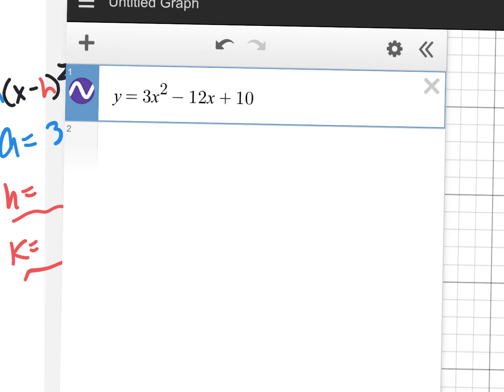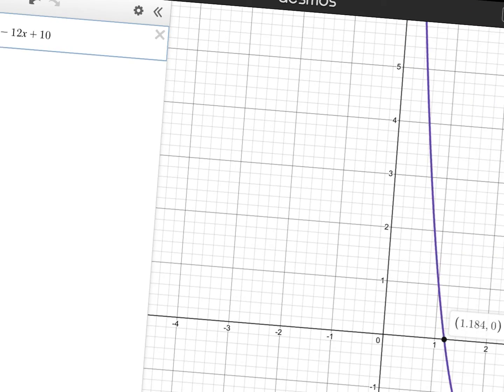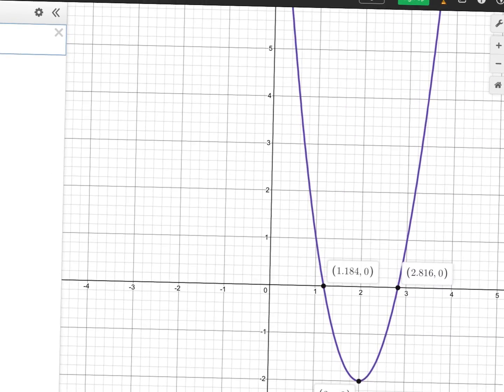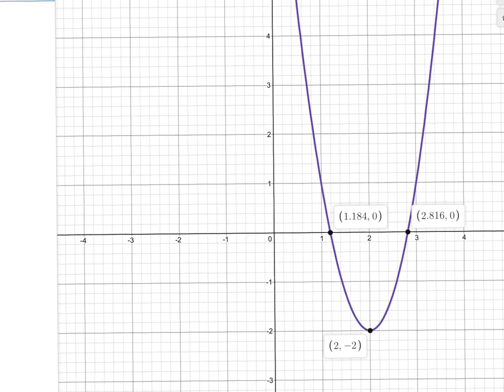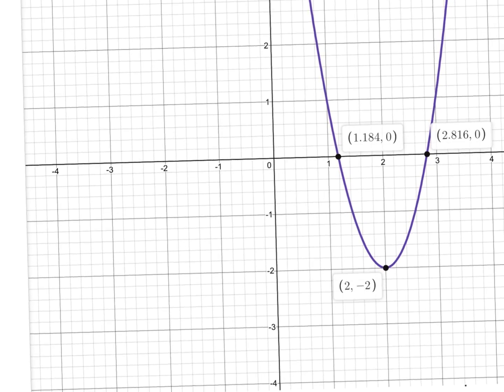So there it is. I typed it in: y equals 3x squared minus 12x plus 10. And when we look at the graph, we see those answers right there, but we don't want the answers. They want us to rewrite it in vertex form.